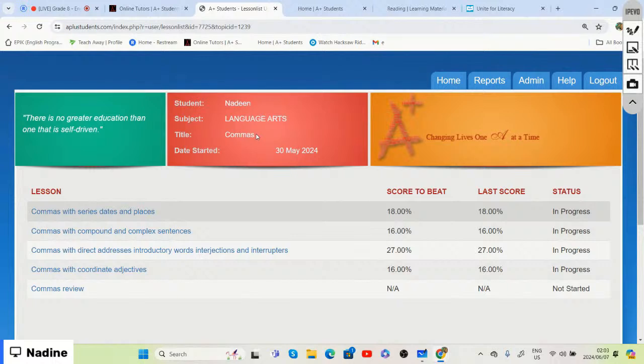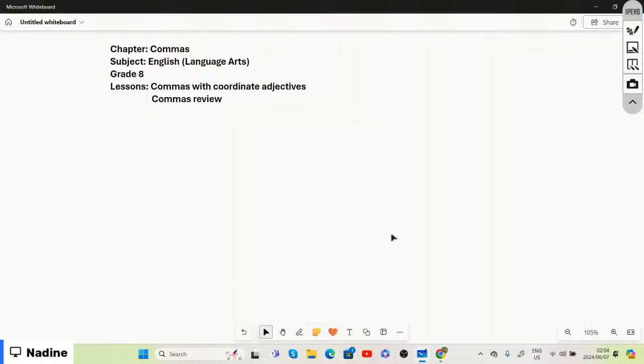All right, so we're doing commas. So we said our chapter is commas, our subject is English Language Arts, Grade 8. And the lessons that we're going to be focusing on under the chapter of commas are commas with coordinate adjectives, and commas review.